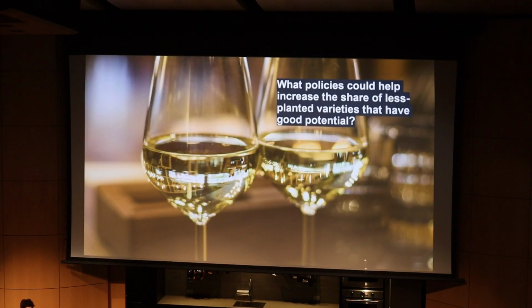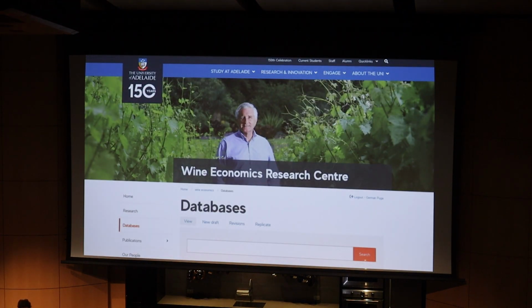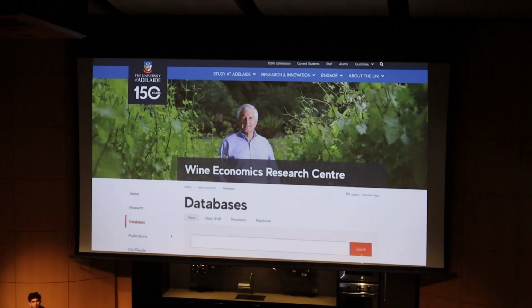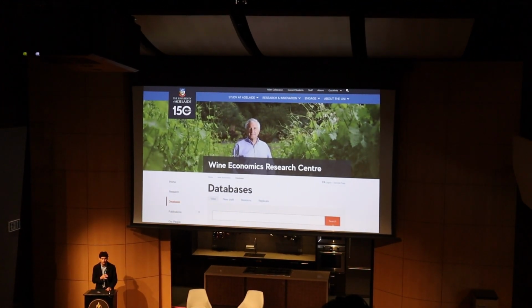So what other policies could help increase the share of less planted varieties that have good potential? There might likely be many. One is for industry bodies to invest in the promotion of these lesser-known varieties, and others involve changes in regulations. Just a heads up, all this data that we have used for these papers and for this presentation are available for free from the website of the Wine Economics Research Center of the University of Adelaide. You can download this data as Excel files. There are also working papers and wine briefs that might be of interest.